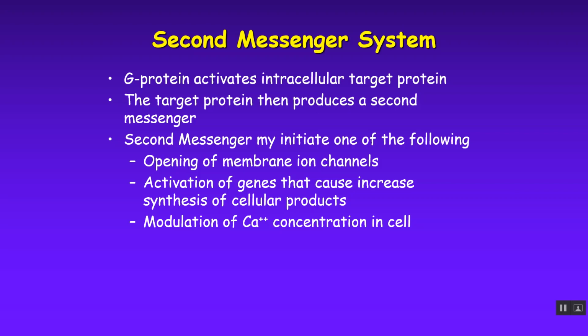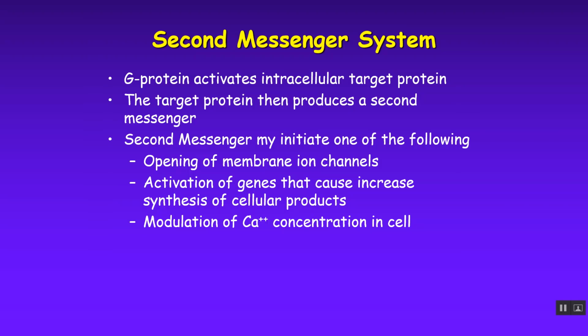Okay, now we'll talk about a second messenger system, which is a little bit different. In this case, the G protein, and I don't know whether it could be with that alpha subunit or one of the other subunits, whatever, activates another intracellular target protein, not a membrane channel per se, but usually some type of enzyme. That enzyme then produces another substance called the second messenger, which then goes to do whatever activity within the cell that it's going to do, which could be to open a membrane ion channel, just like this alpha subunit did here. That's one thing it could do.